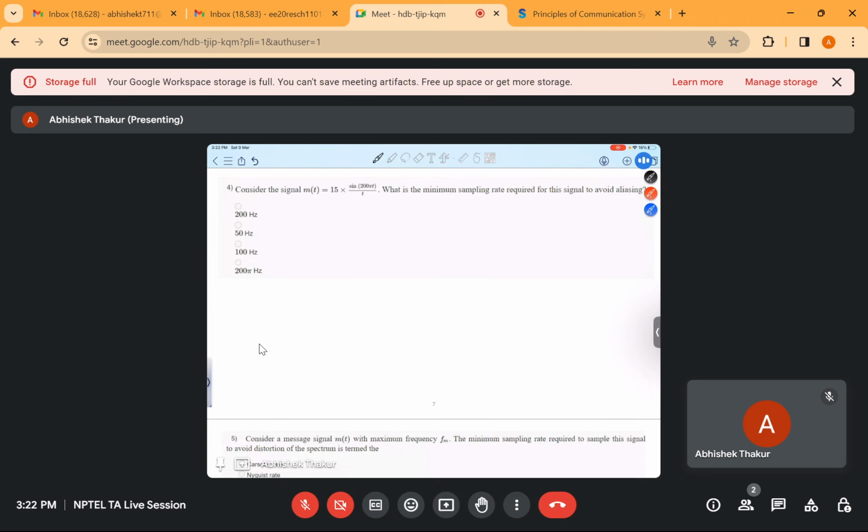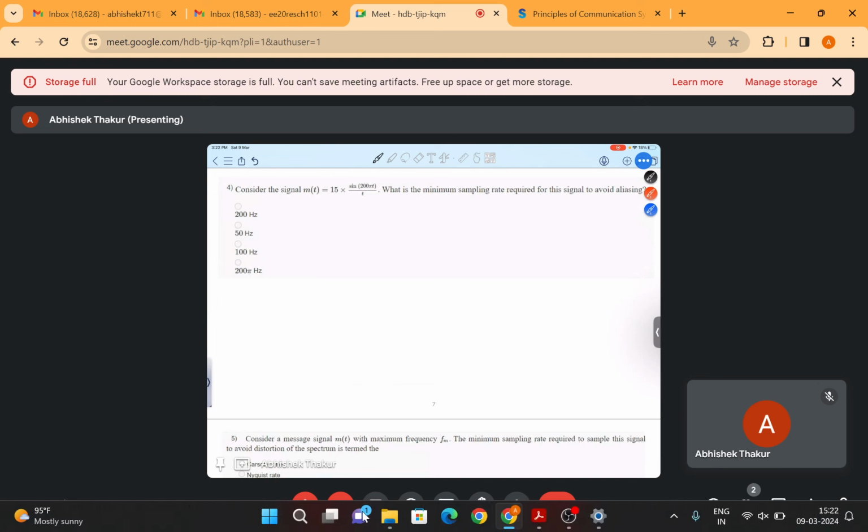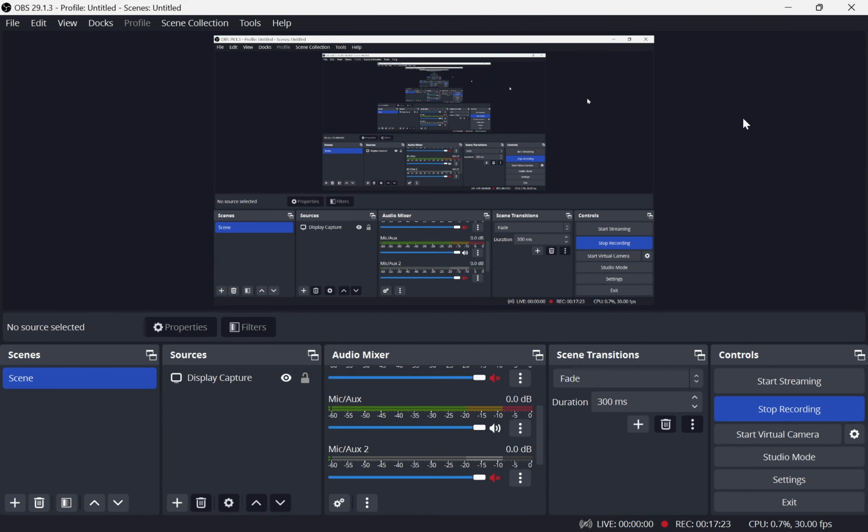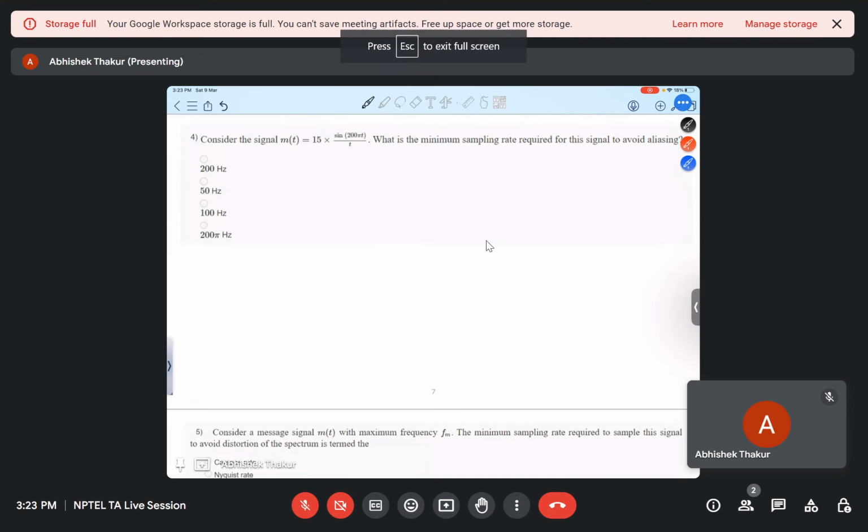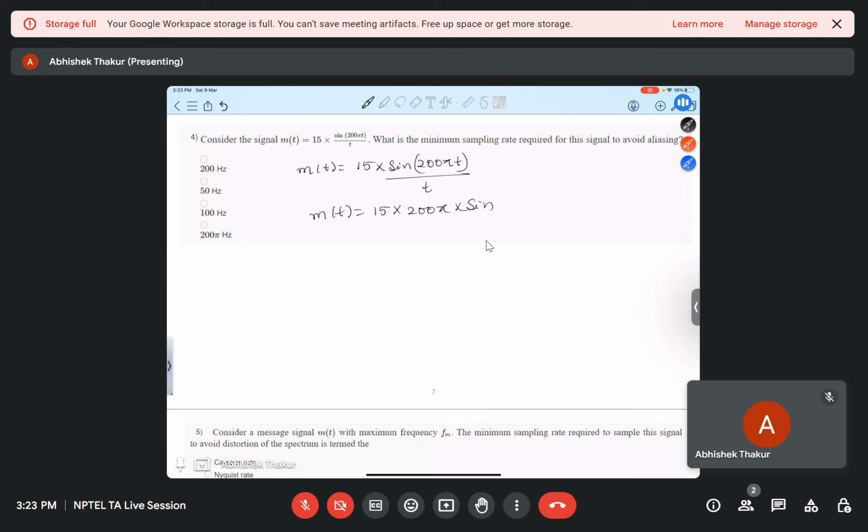So now we will move on to the question number fourth. So consider the signal m(t) is equal to 15 into sine 200 pi t by t. What is the minimum sampling rate required for this signal to avoid aliasing? So we can write m(t) as, first m(t) is given as sine of 200 pi t by t. So we can write m(t) as 15 into 200 pi into sine of 200 pi t.